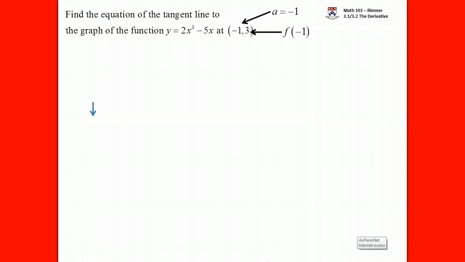I'd like to be able to find the equation of the tangent line to the graph of this particular function at that particular point that's on the function. When x is -1, y will end up as a +3. And so we'd like to be able to find this, not just the slope of the tangent line, go a step further and find the equation of the tangent line.